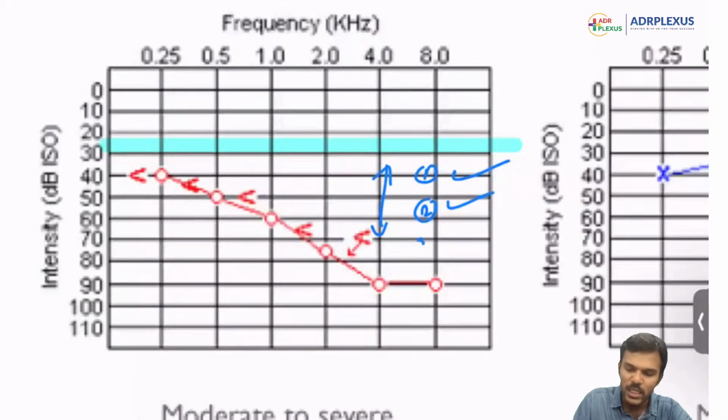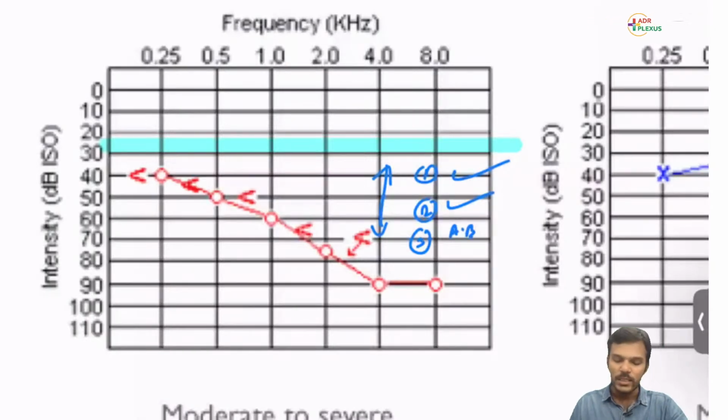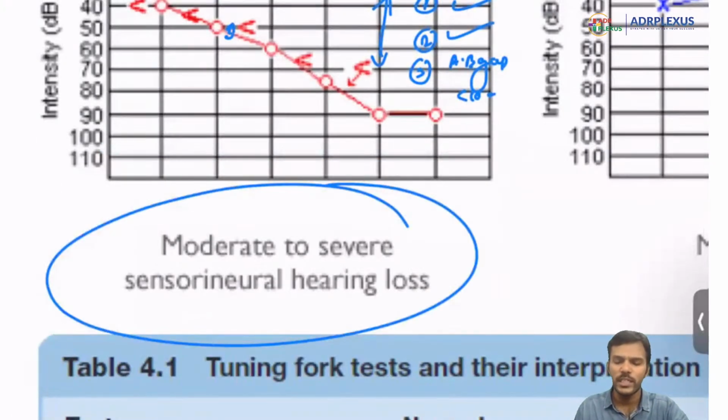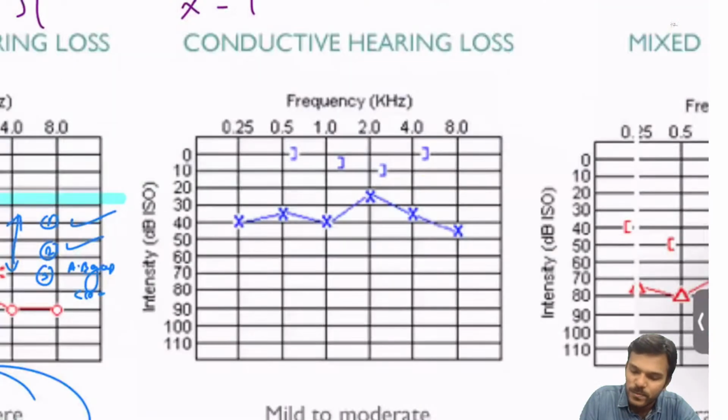Thumb rule number 3, air bone gap less than 10 decibel. So there is little bit gap between air and bone conduction curves. That makes it a clear-cut case of severe sensorineural hearing loss. Next one, again I'll draw a line.